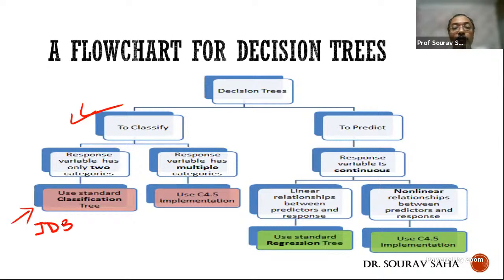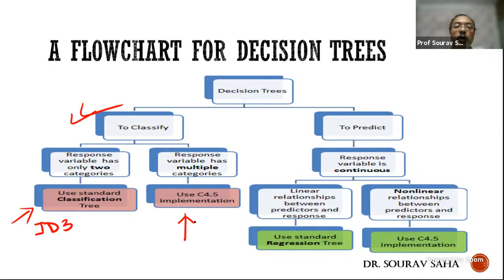Now, if this particular tree has multiple categories, not two, more than that, which means it's not a binary tree, and there are more branches coming out of the tree, then use this C4.5 implementation, which is much more versatile, as I said, than the normal ID3 algorithm.